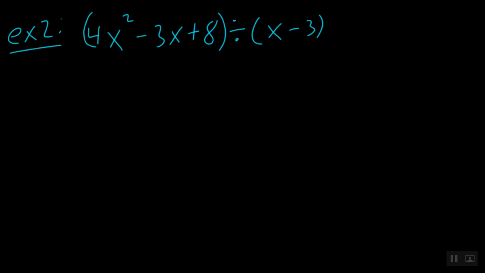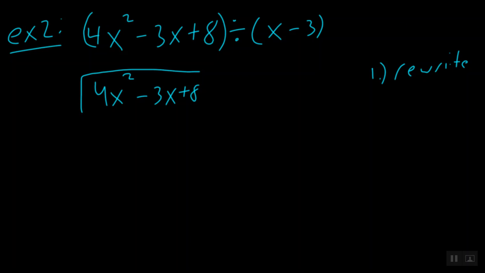Okay, let's take a look at this. Here we have 4x squared minus 3x plus 8 divided by x minus 3. Remember, step 1, we're going to rewrite. We'll write our very first thing, the dividend, 4x squared minus 3x plus 8, and on the outside, we'll write our divisor, x minus 3.